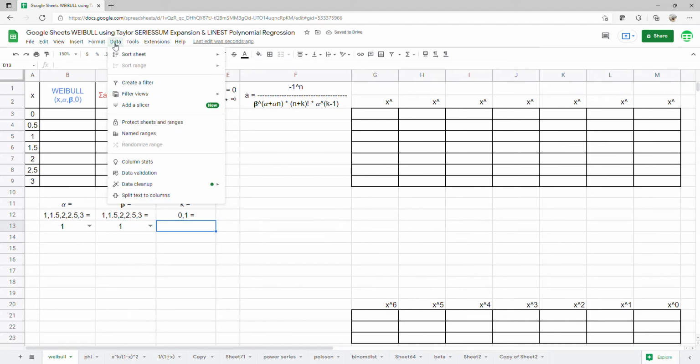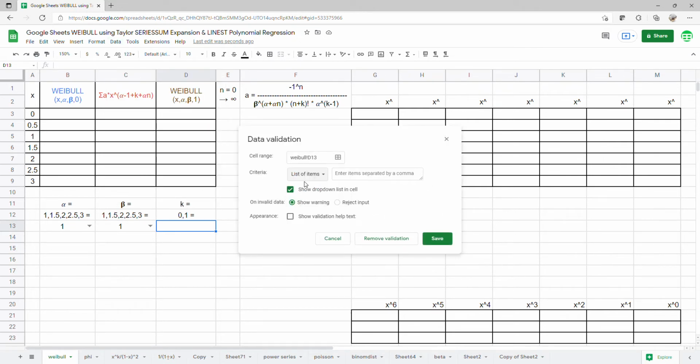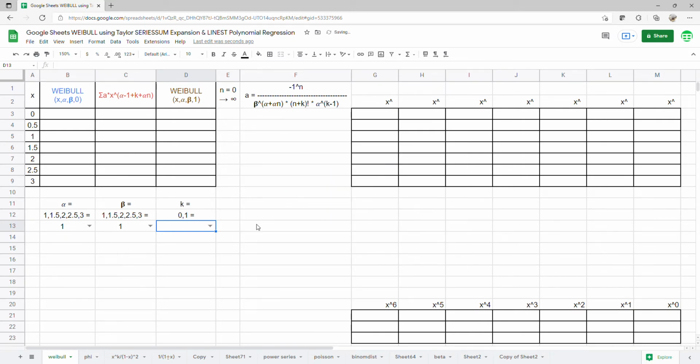So data validation, list of items, 0, 1. And we can start with 0.